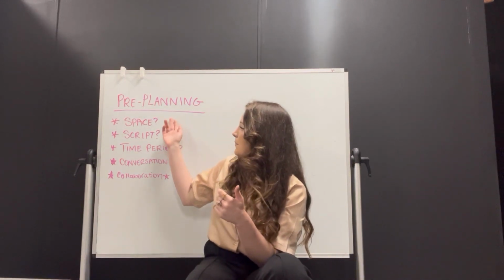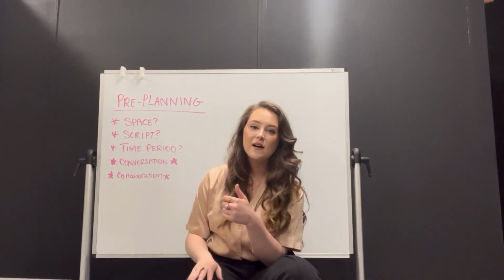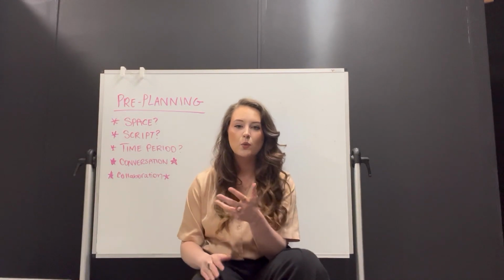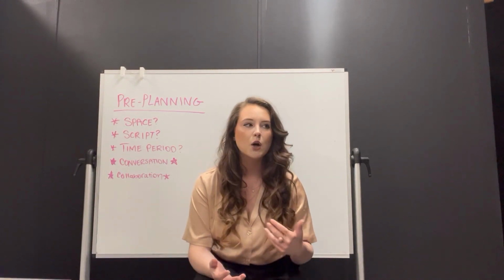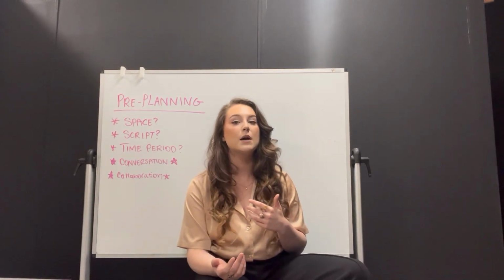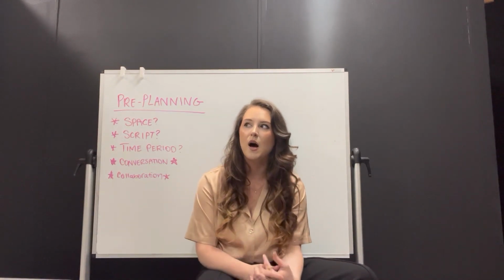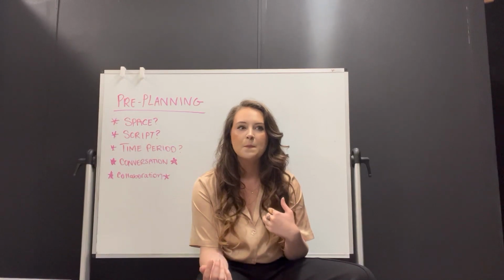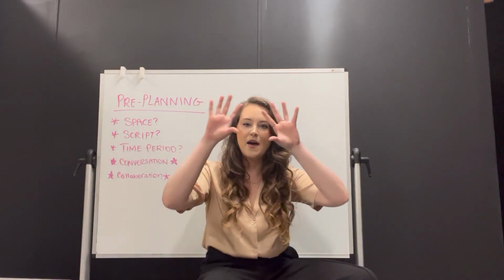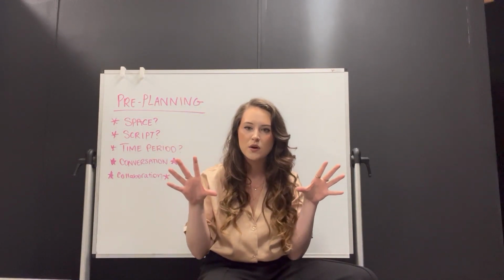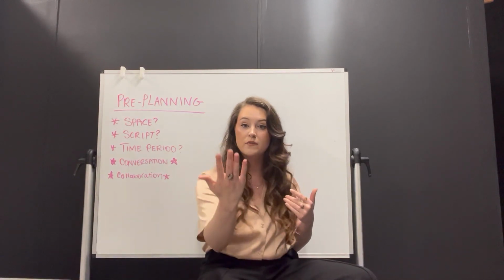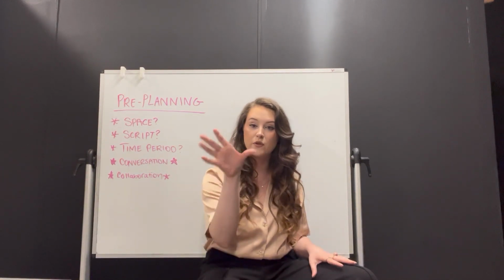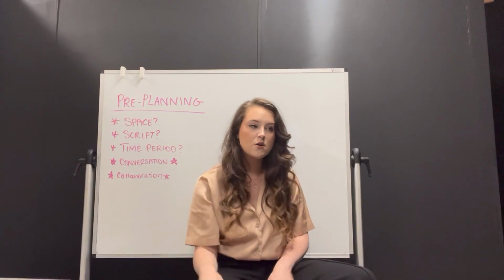So the number one thing that we've got to think about is the space. Where are we doing the show? Are we doing a show in a proscenium space, which is a lot like Blandford Hall or the River Park Center? We've got that kind of framing aspect where the audience is the fourth wall of the stage, so the audience is in front of all of the action.